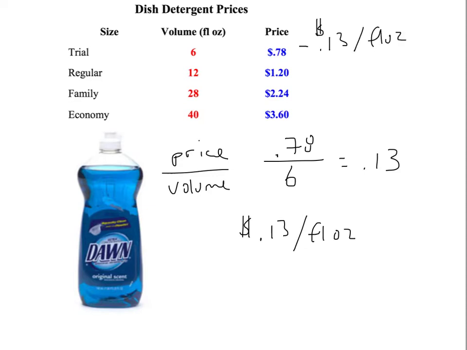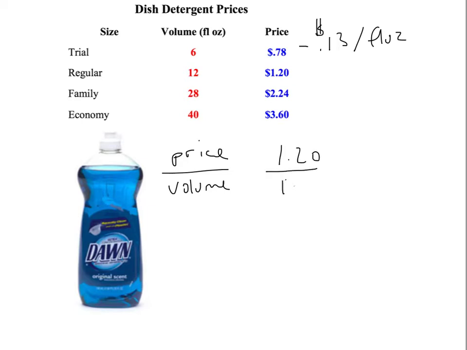So what about the rest of them? So let's look at the unit cost for the rest of them, and so we can find the best buy. So for the regular size, it would be $1.20 over 12 ounces, which comes out to 10 cents per fluid ounce. So that is 10 cents per fluid ounce.